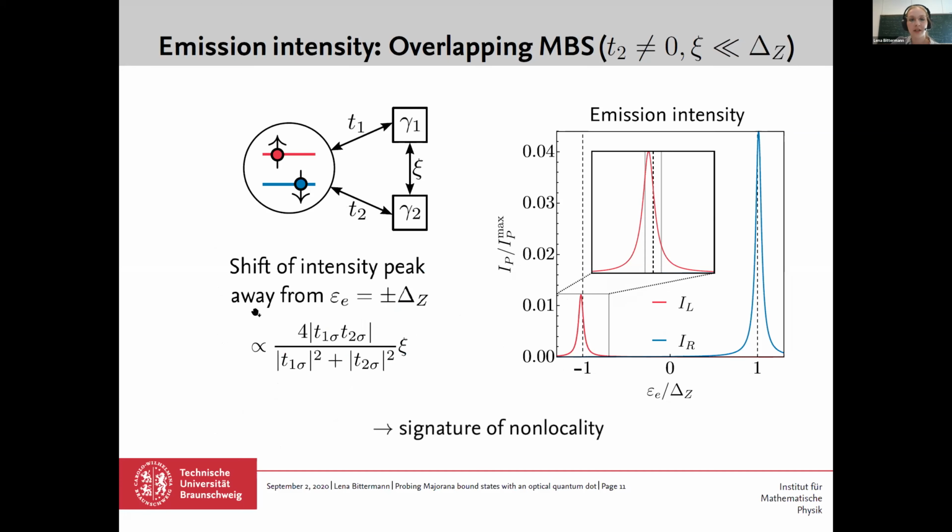And from our analytics, we can see that the shift is given by this here. So for finite splitting and a finite coupling to the second Majorana, we find a shift of the intensity peaks. And this is a signature of the non-locality.